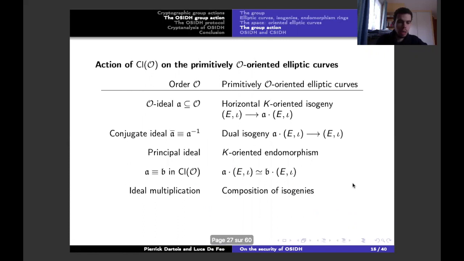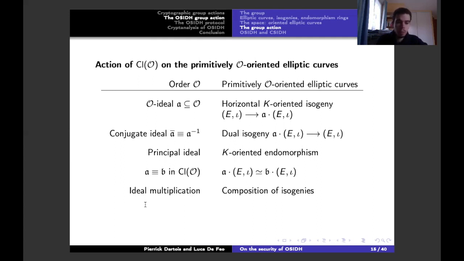Once we have chosen a level and the corresponding order O, the ideal class group of O will act on this level as follows. To every O-ideal, we associate a horizontal isogeny and take the codomain as the result of the action of this ideal on the domain. This correspondence defines indeed a group action because principal ideals correspond to endomorphisms, so that ideals in the same class act the same way. This is why we have an action of the ideal class group.